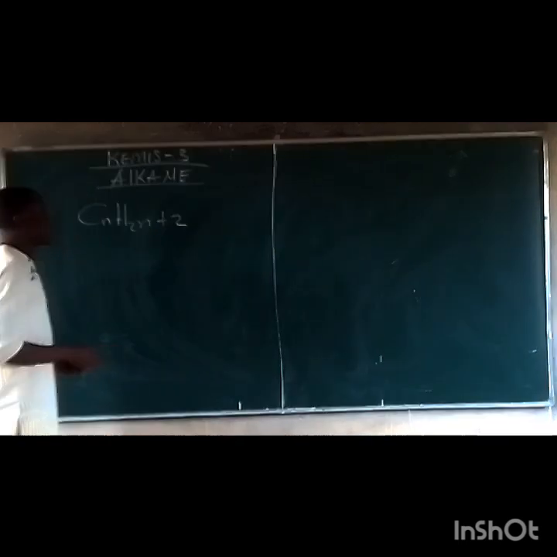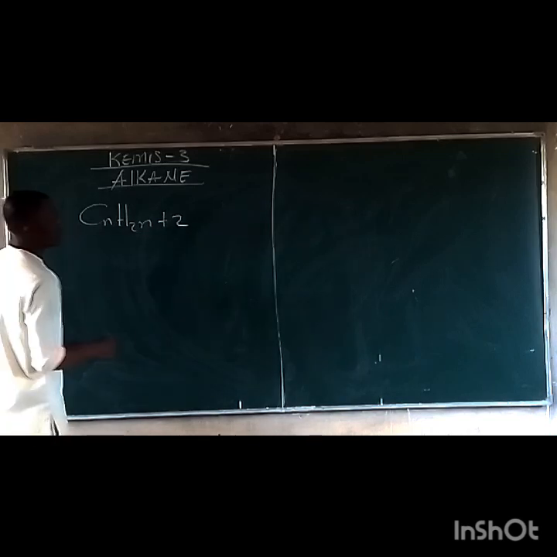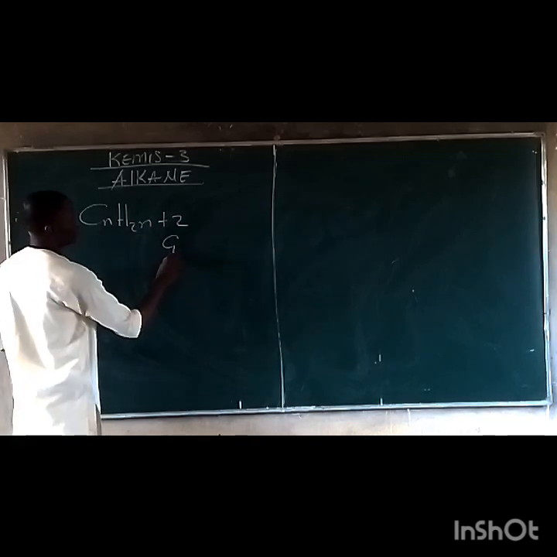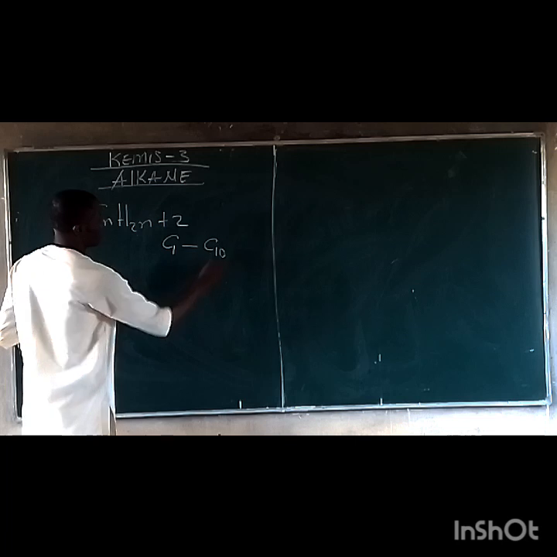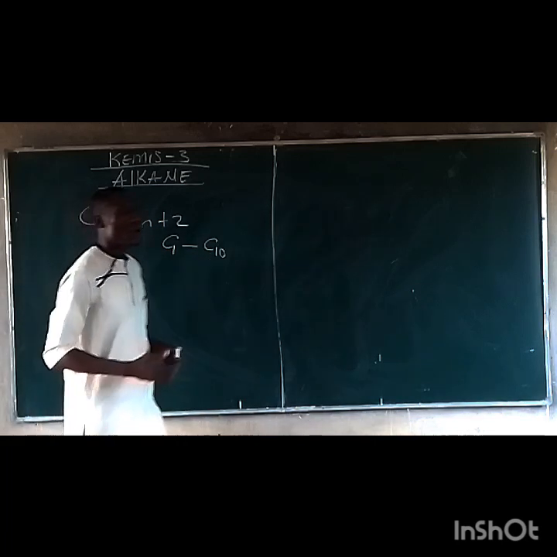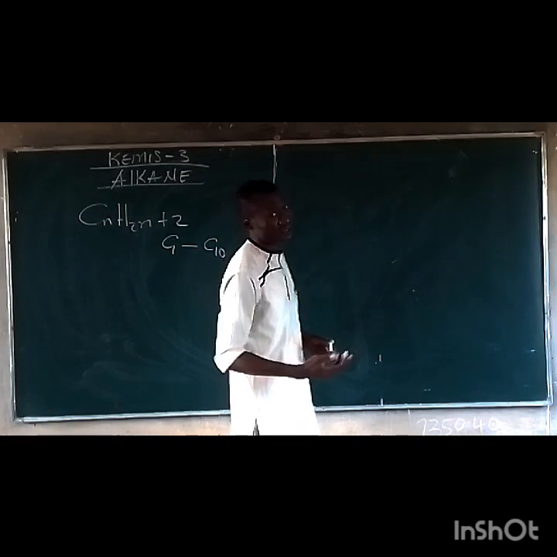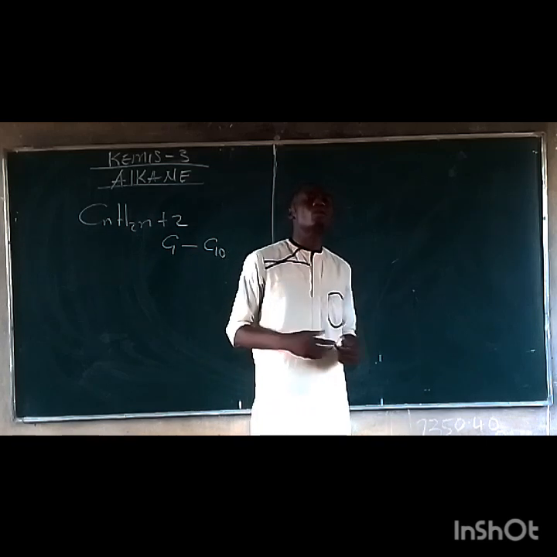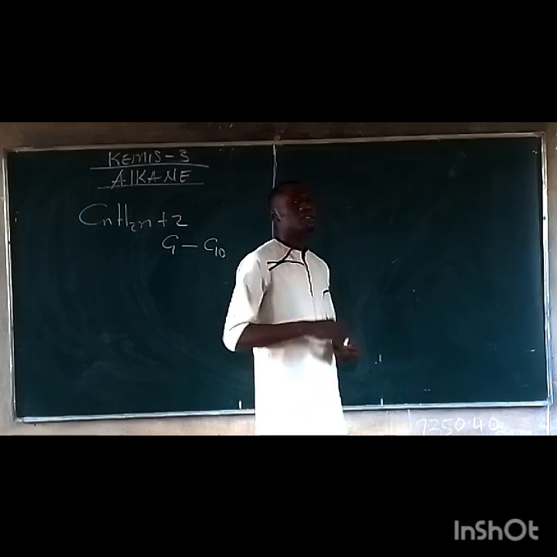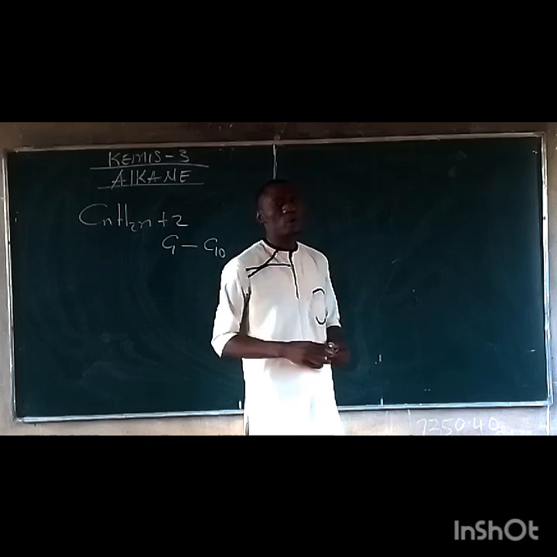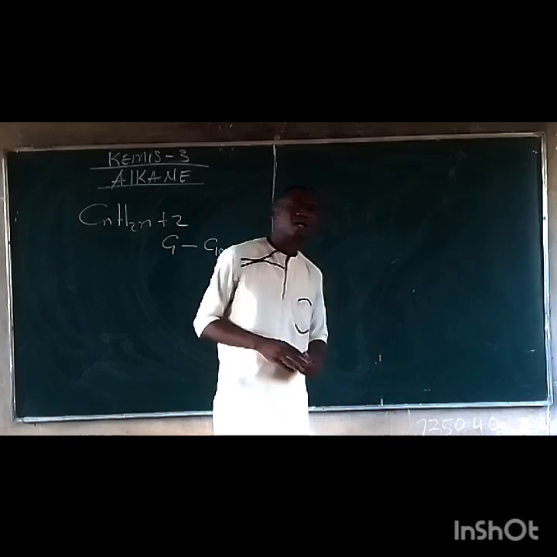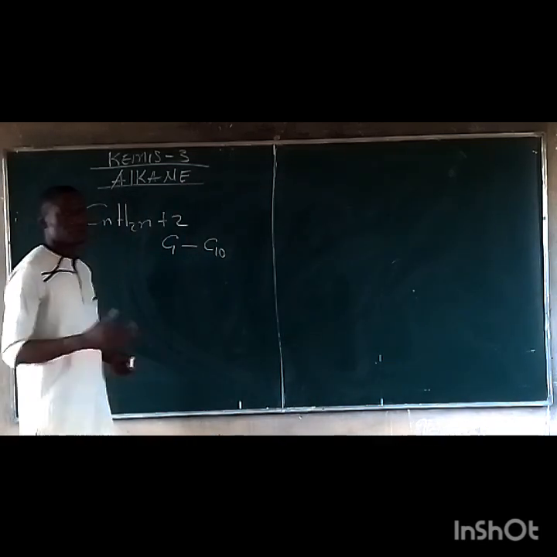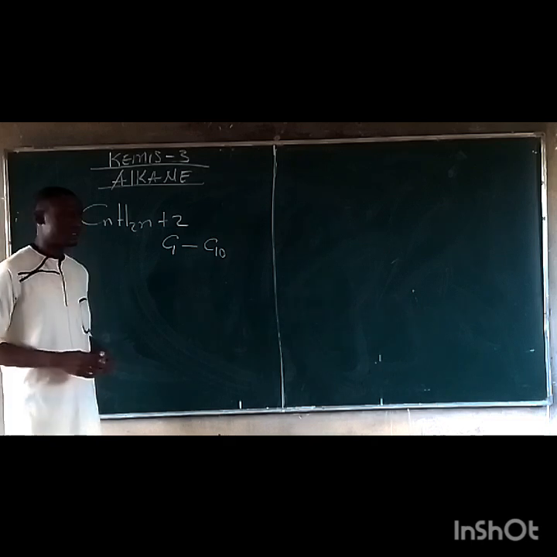If you look at the alkanes, you'll understand that the arrangement of alkanes is from C1 to C10. That is for your level, although you can have C15, C20, C30. What I mean by C1 to C10 is carbon 1 to carbon 10. That is what the curriculum of your exam will cover this semester.